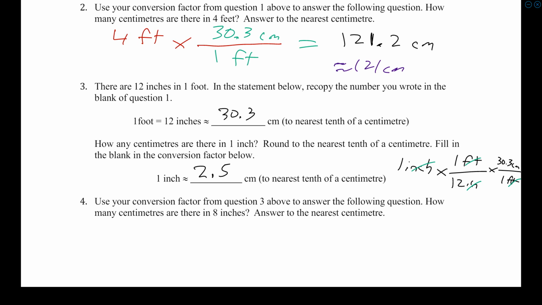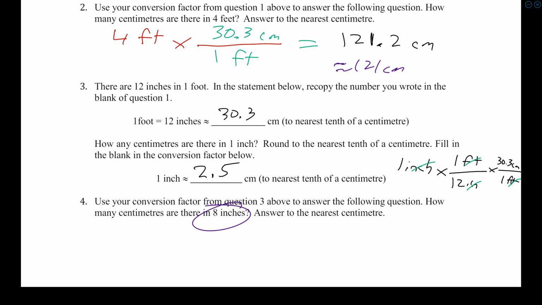That looks about right. 30.3 over 12 is about 2.5. Yeah. Nice. So then if we know it's 2.5 centimeters per inch, how many centimeters would be 8 inches? That one I'm going to let you try first. 2.5 centimeters per inch. So how many centimeters in 8 inches?